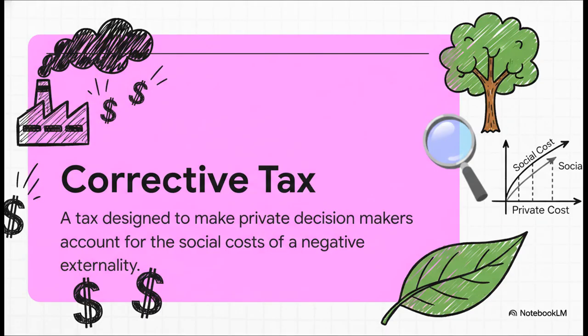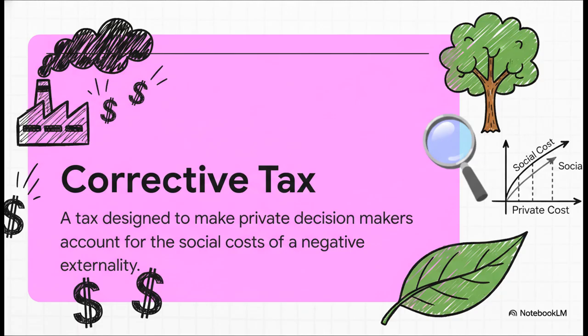And the classic market-based tool is something called a corrective tax, or you'll hear it called a Pigovian tax after the economist Arthur Pigou. The whole idea is so simple, but it's brilliant. Just make the polluter pay for the damage they cause. Ideally, you set the tax exactly equal to the external cost of the pollution. What does this do? It forces the company to internalize the externality. It takes that external social cost and turns it into a private business cost on their spreadsheet.